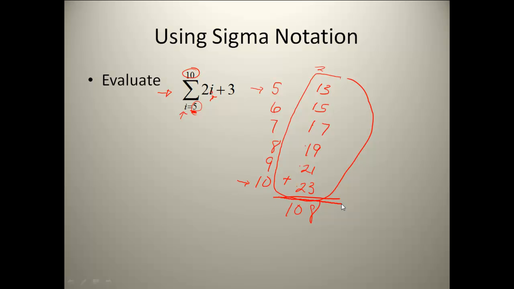Okay, when you add these all up, you should get 108. So our final answer is 108. The value of this summation notation expression here is 108. So I plugged in each of my I values from 5 to 10, got their output values, and then added them together because the sigma tells me I need to add all that together. So that's just a basic sigma notation problem.